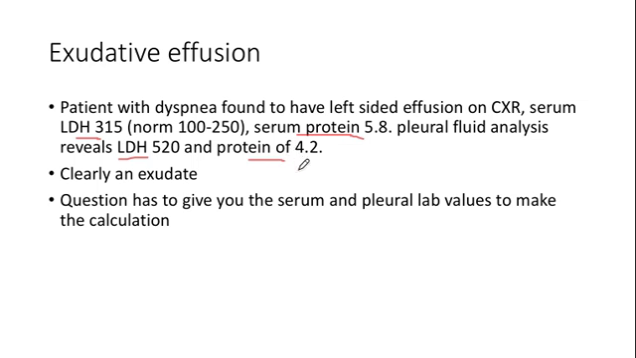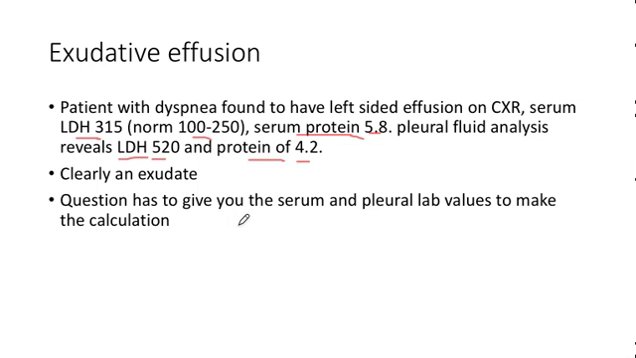And we have the Light's criteria, greater than 0.5, greater than 0.6, and you might be worried that you're going to have to calculate something, but as you can see here, it's very obvious that the pleural fluid protein is more than half. 4.2 is more than half of 5.8. So that's enough to get a positive Light's criteria. And if you look at the LDH, 520 in the pleural fluid is greater than the LDH in the serum. So again, that's more than 0.6, or more than half the upper limit of normal in the serum. So we can conclude by 2 of Light's criteria that this is an exudative effusion.